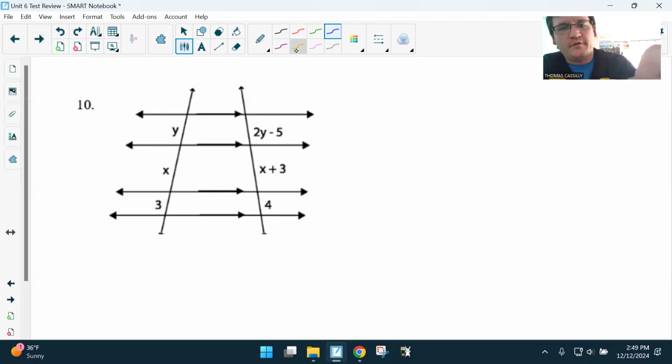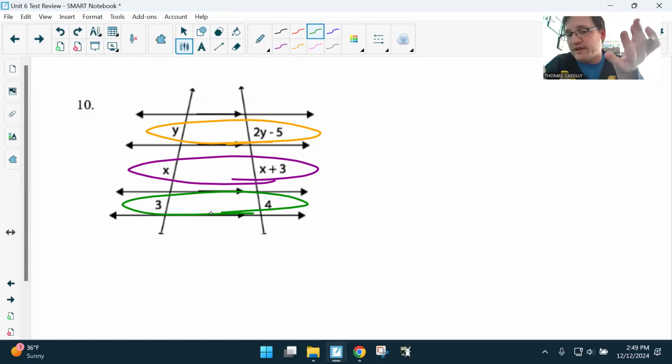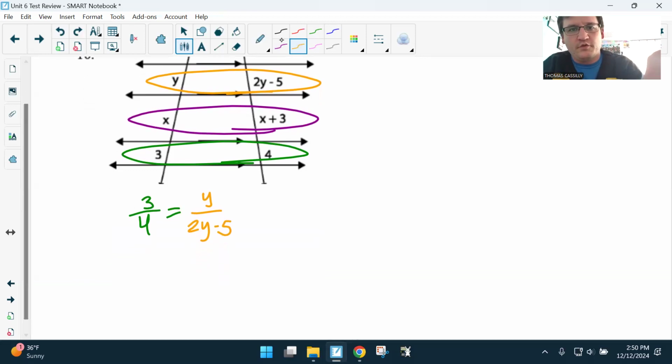All right. So same kind of thing. Pair them all together. All right. So the 3/4, that's the only pair that has both numbers. So I'm going to say 3/4 is going to be equal to, I'm just going to go top down, y over 2y minus 5. All right, so I'm going left side on top, right side on bottom. We're going to go ahead and cross multiply this.